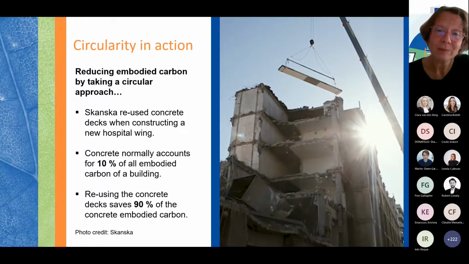Here I have an example. In this case, it's about circularity in action. I've got this from Skanska. They built a new hospital wing in Oslo, in Norway, and they made the conscious choice of reducing embodied carbon by reusing concrete decks that they took from another building.